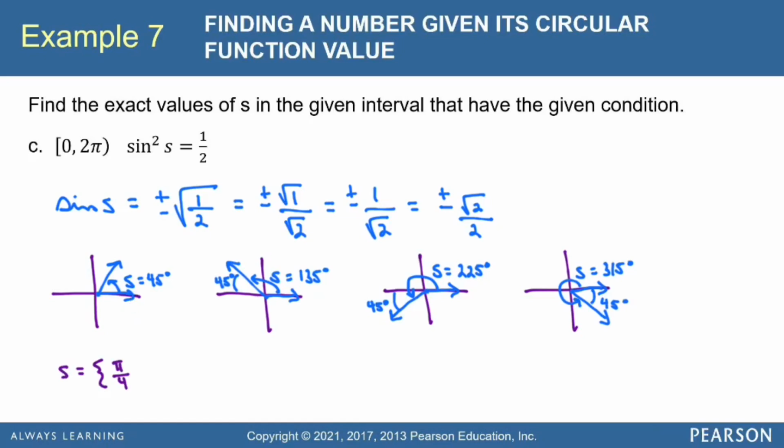So s is going to equal pi over 4 for the quadrant 1 answer. In quadrant 2, 135 degrees is 3 times 45, so that's going to be 3 pi over 4. In quadrant 3, 225 degrees is 5 times 45, so that's going to be 5 pi over 4 in radians. And in quadrant 4, the 315 degree angle is 7 times 45, so that's going to be 7 pi over 4. And that completes part C. And that also completes section 3.3 for us.